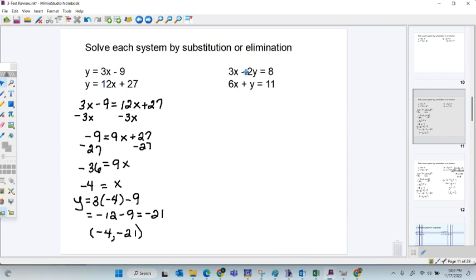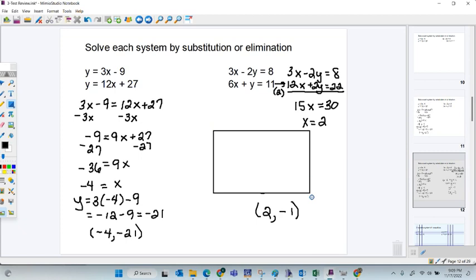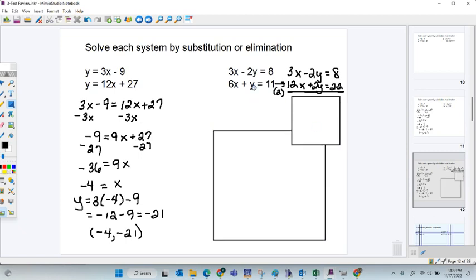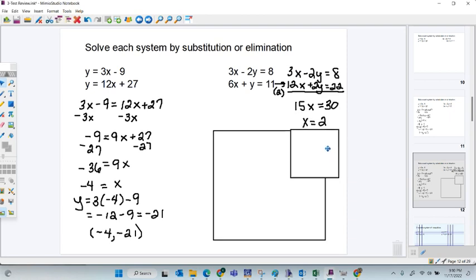Over here, for me, I would eliminate. I would multiply the bottom one by 2. Like that. Top one stayed the same, bottom one by 2, so this eliminates. So we get 12x plus 2y equals 22. Add up your columns. So the x equals 2.